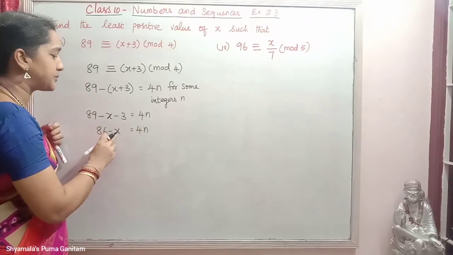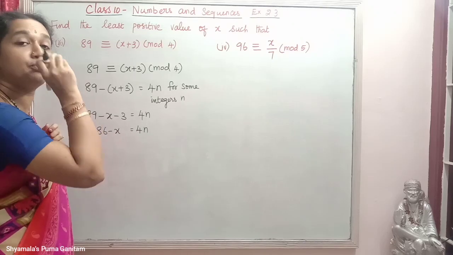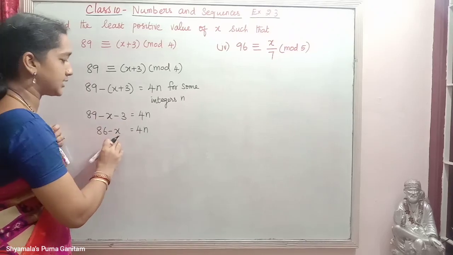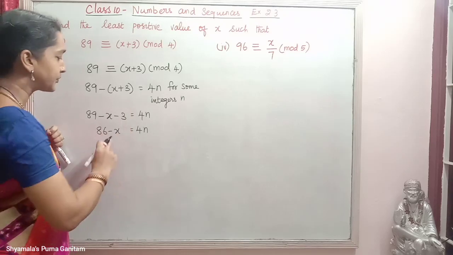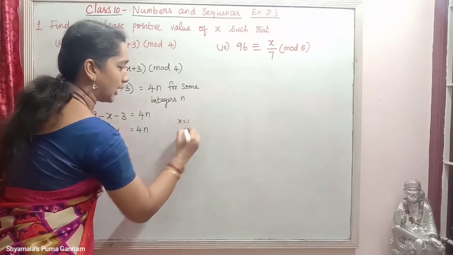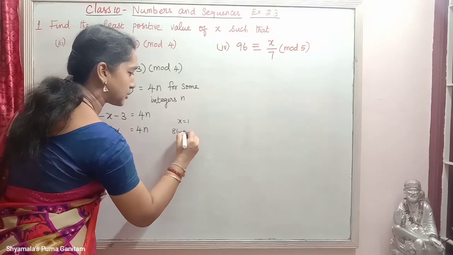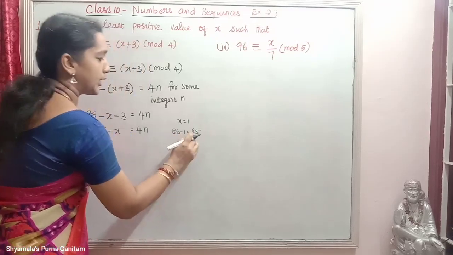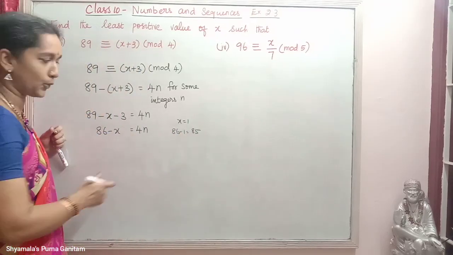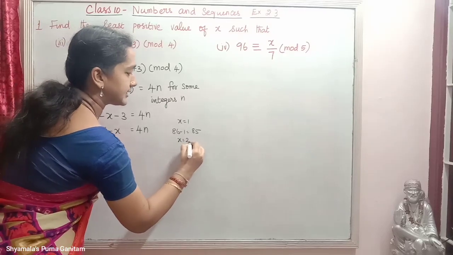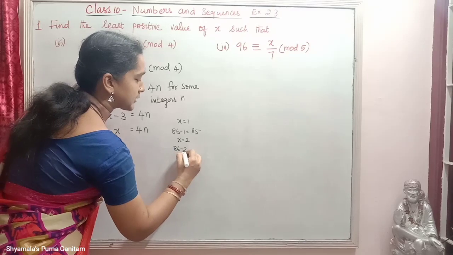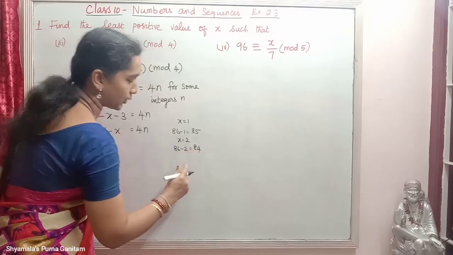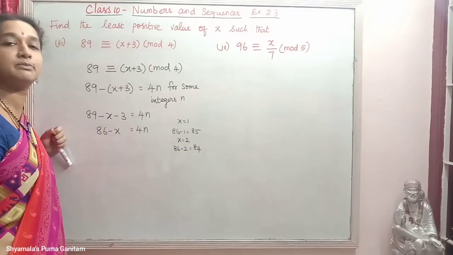So we have to substitute a value for x. We have to find a value for x such that it is a multiple of 4, or divisible by 4. If we take x equal to 1, 86 minus 1 is 85, and 85 is not divisible by 4. So I am taking x equal to 2. If I take x equal to 2, 86 minus 2 is 84, and 84 is divisible by 4.